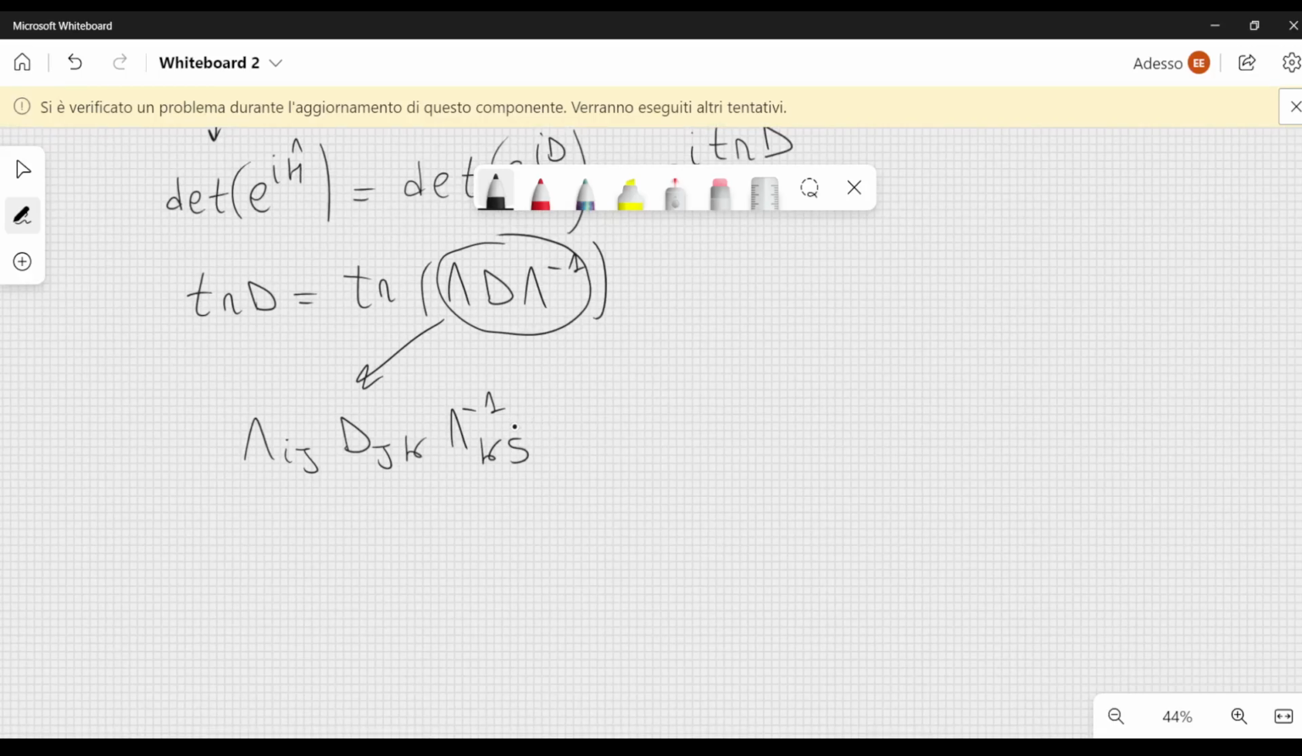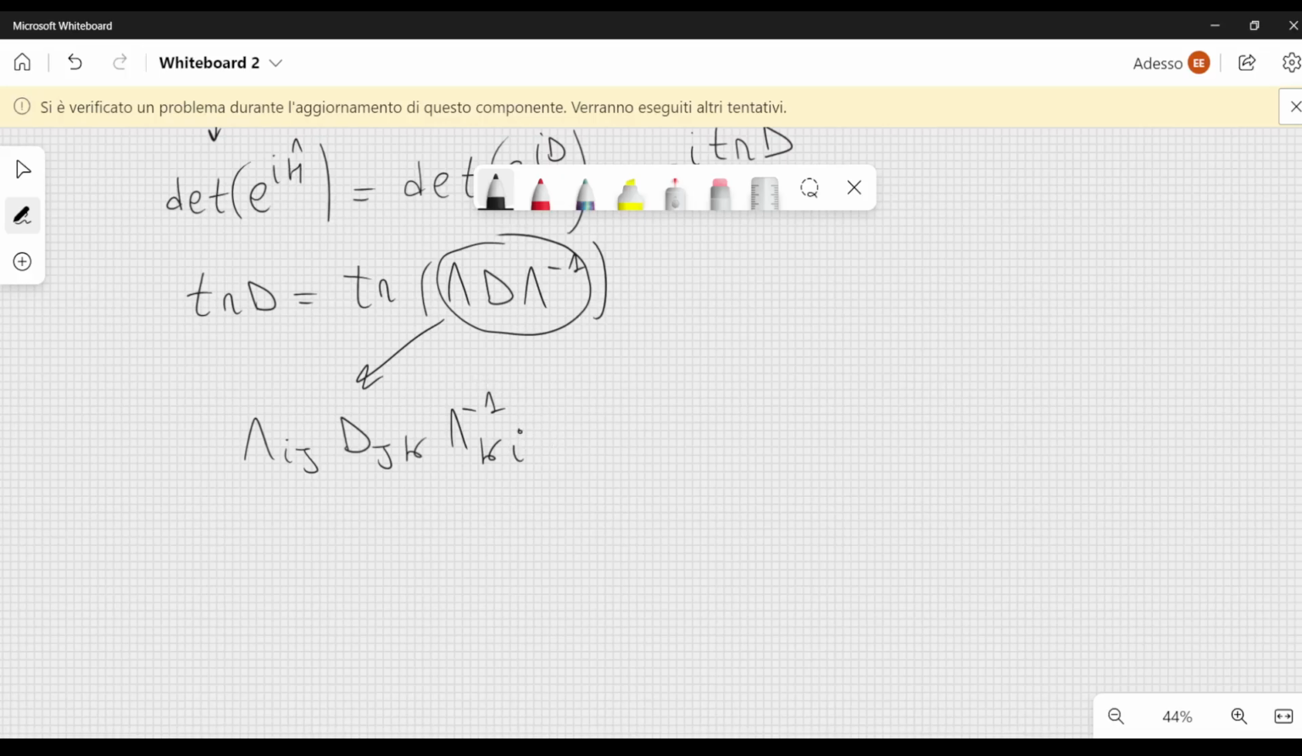And then what you can do here is the following. Since you have to take the trace of this, you also have to sum over I and over S. So it means that I and S will be the same, so you have to sum over these two indices. It's as if all these were multiplied by the Kronecker delta IS. So it means that we can replace S with I.